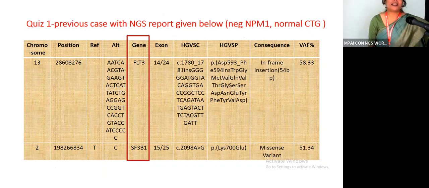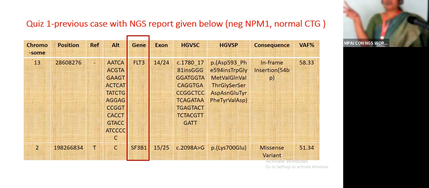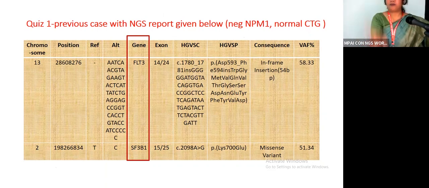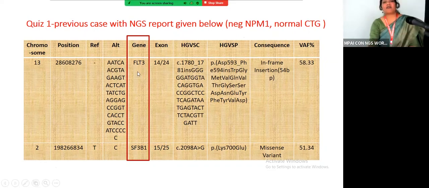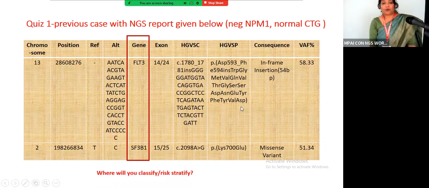So the truth is, if you have the same previous case and the NGS is here: in the previous case, your NPM is negative, but cytogenetic is normal. NPM was positive in the previous case, now it has become negative, and the NGS report is like this, where you have a FLT3 ITD present, positive with a 54 base pair in-frame insertion and a SF3B1 mutation. So how are you going to approach this case? Where will you classify and where will you risk stratify?